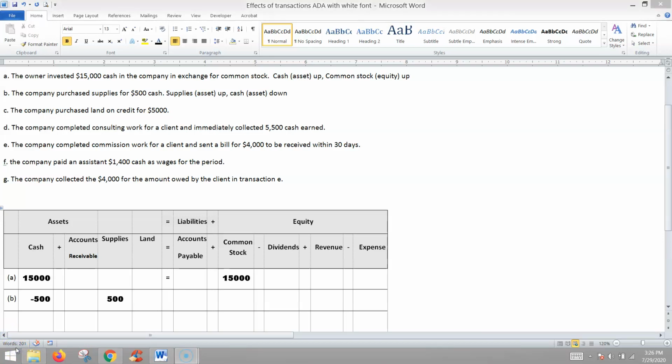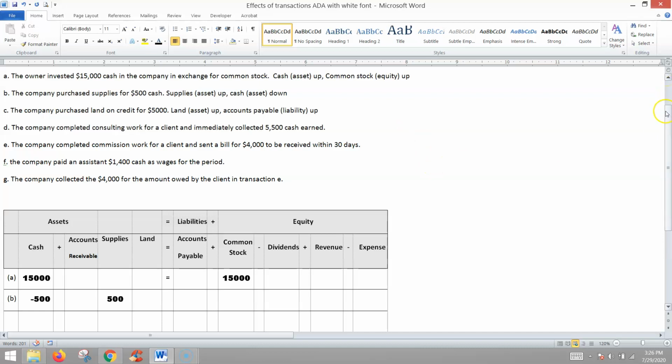On C, the company purchased land on credit for $5,000. So the two accounts that are affected are land and accounts payable because it's on account. We did not pay cash. Land is an asset. It increased. It went up. And accounts payable, which is a liability, also increased. Notice that even though we do owe money, the account itself, accounts payable, increased.